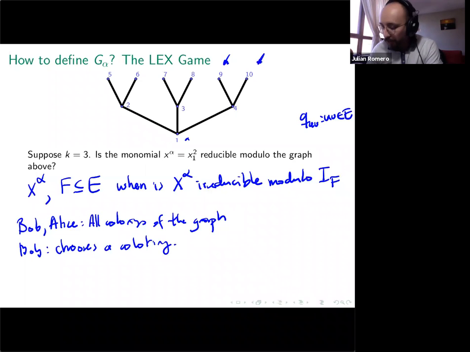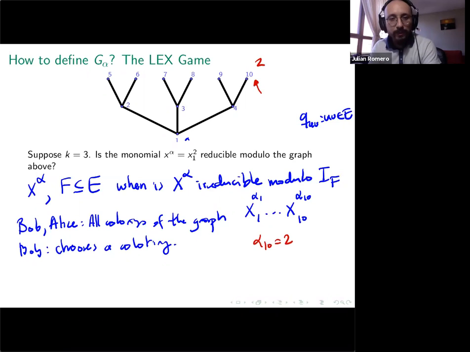And then Bob is going to look up the monomial. The monomial has variables x1 to x10, and let's say I have some alpha 10 here and some alpha 1 here. Then Bob is going to give Alice alpha 10 guesses for the color of this vertex. Let's say alpha 10 is equal to 2. So Bob is going to give 2 chances to Alice to guess what this color is.